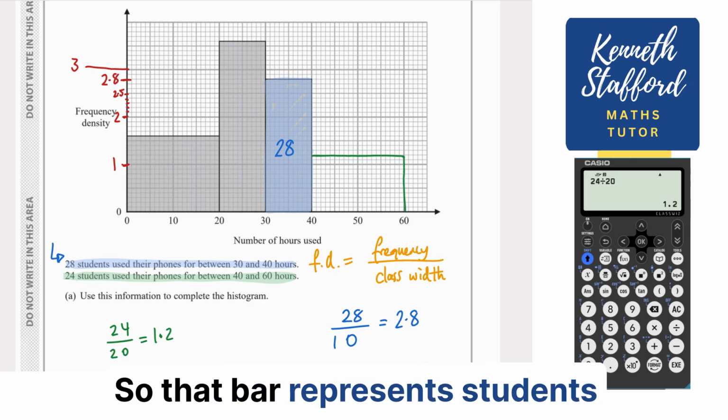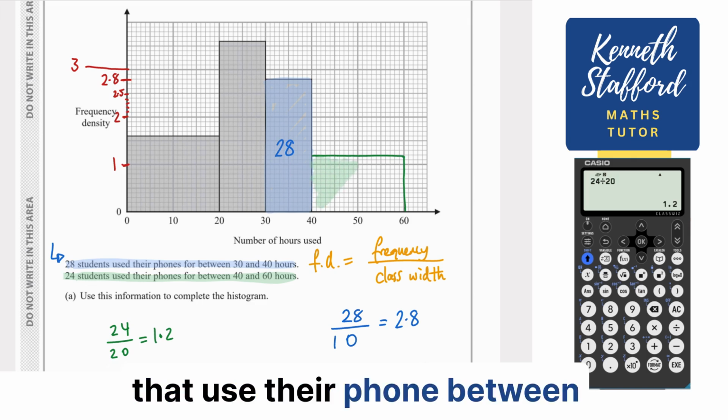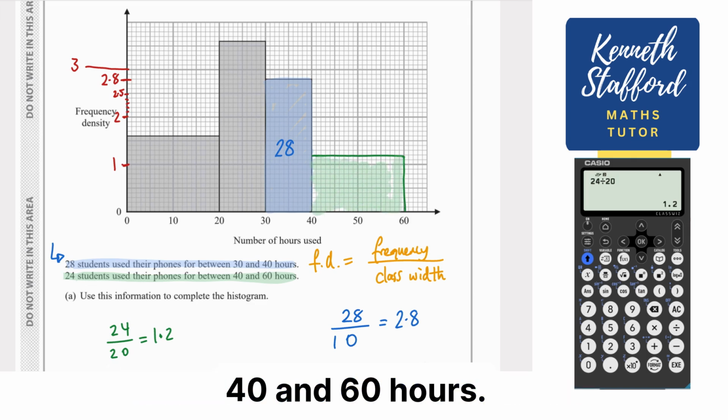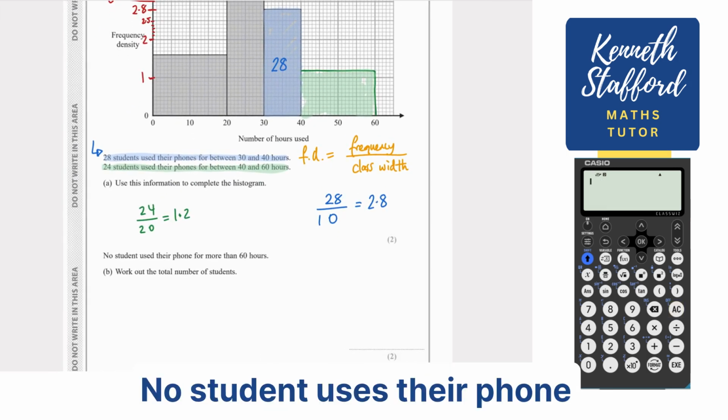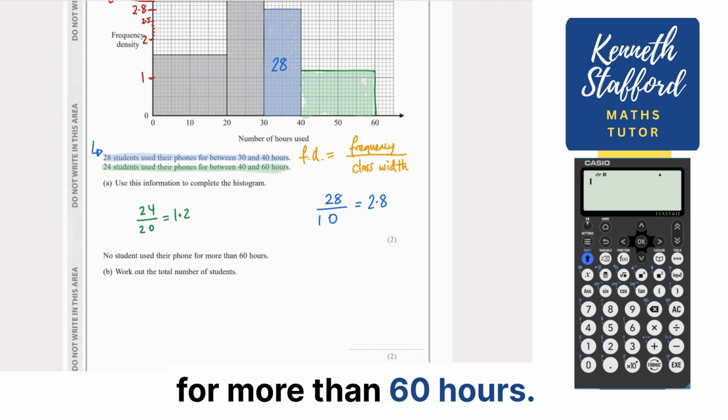So that bar represents students that use their phone between 40 and 60 hours. So that's the histogram completed. No student used their phone for more than 60 hours.